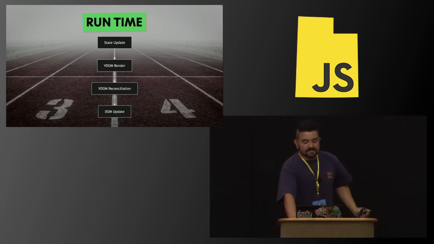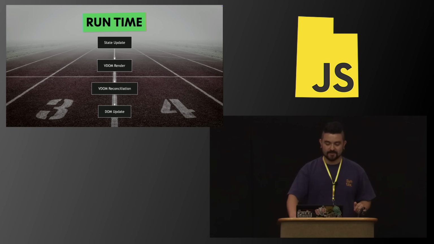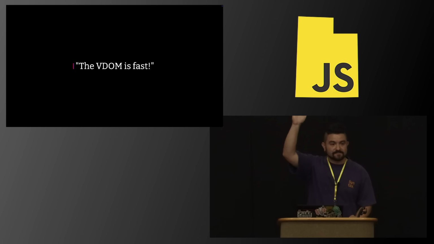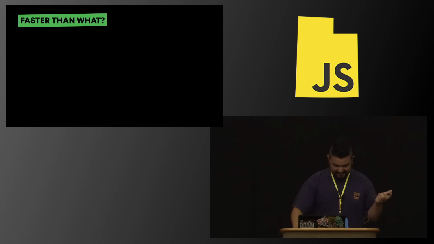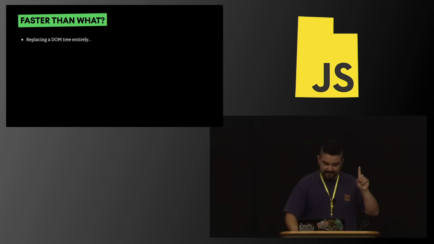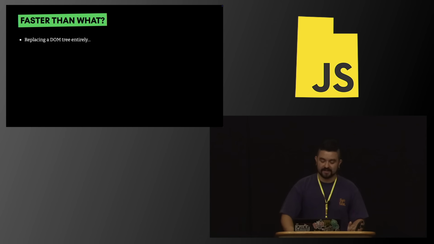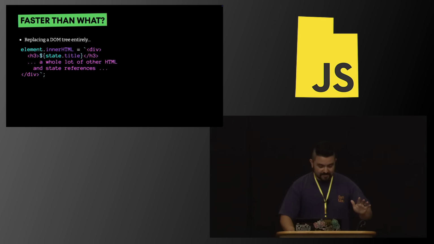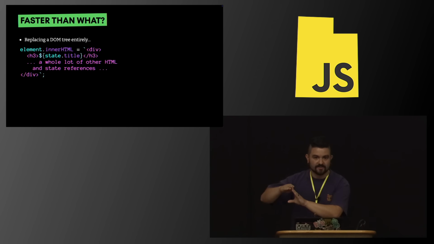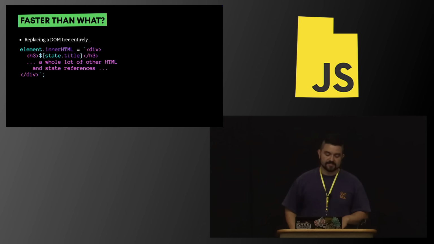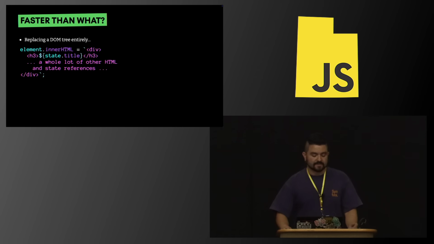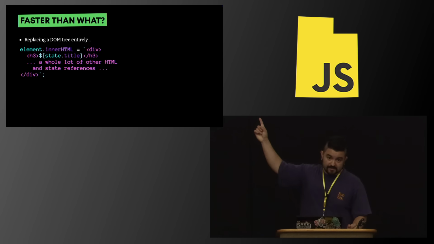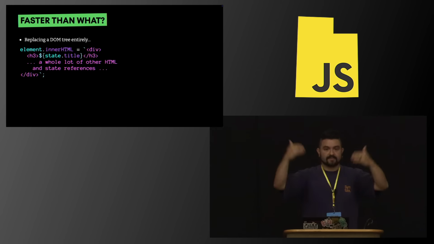So I want you all to be honest. How many of you have ever said, the VDOM is fast, when you were talking to a coworker or something like that? Yeah, you probably said it. But my question is, faster than what, right? It's definitely faster than replacing an entire DOM tree. So it's faster than literally saying element.innerHTML equals a whole new string of HTML, right? And that's why we don't write code like this. That's why we have a framework that can handle those piecemeal updates via the virtual DOM, because this is really slow. If you ran this in a browser, it has to repaint that entire element.